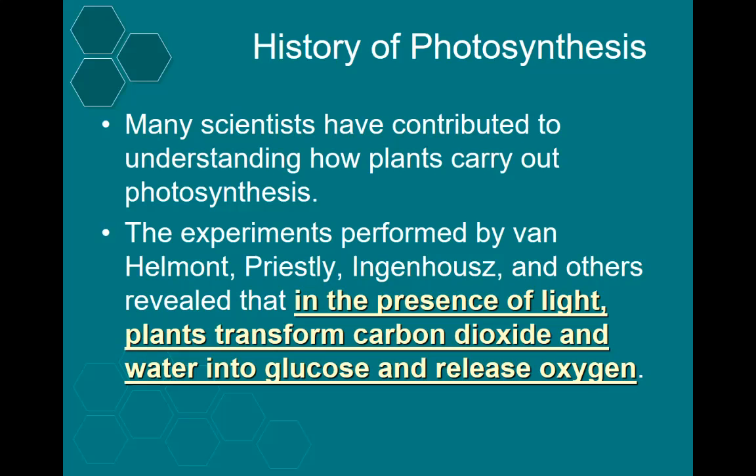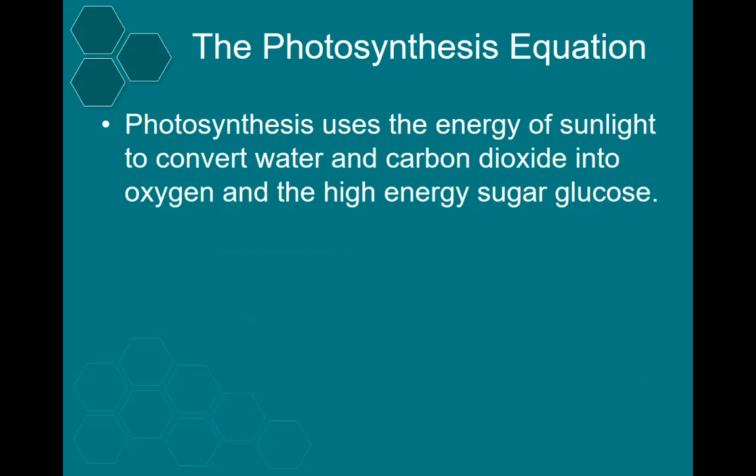Okay? So we want to think about that in terms of the chemical reaction that's occurring. It's actually a series of lots of different chemical reactions, but ultimately, what is the net input and output in terms of the chemistry for this particular equation? So photosynthesis uses the energy from sunlight to convert water and carbon dioxide into oxygen and the high energy sugar glucose. Now, let's start looking at this chemical reaction.